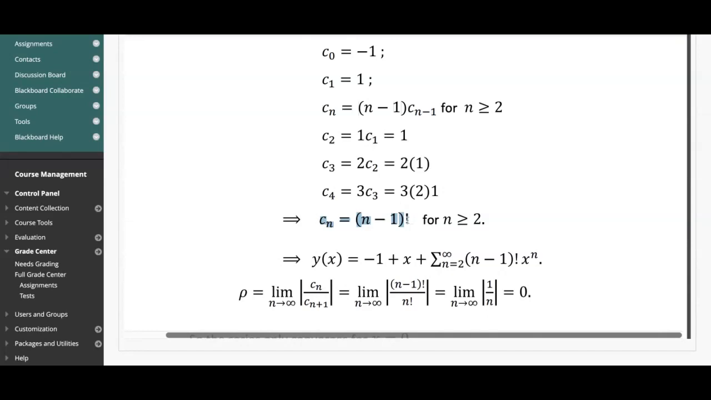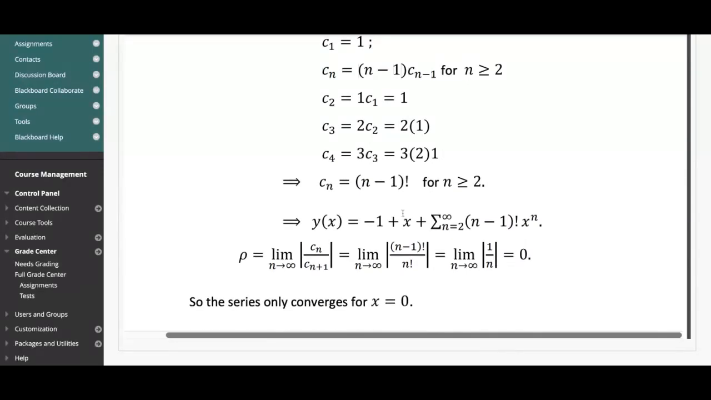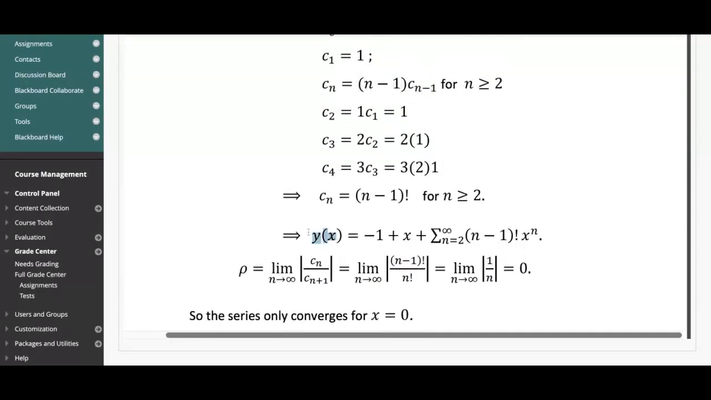So we're able to get this. Cn equals n minus 1 factorial. So plug back in Cn into the solution, y of x. Get this -1 plus x.